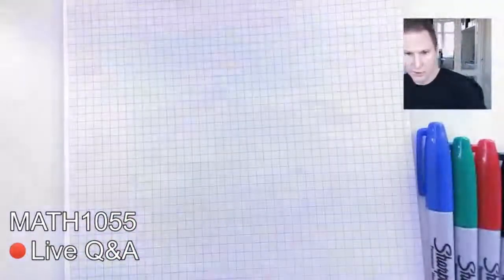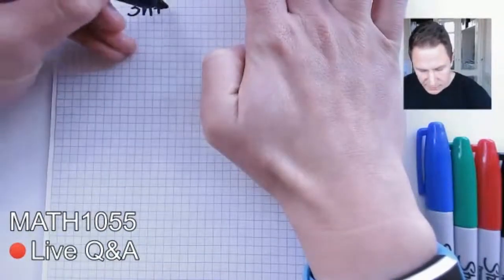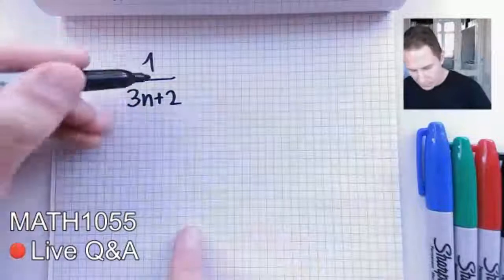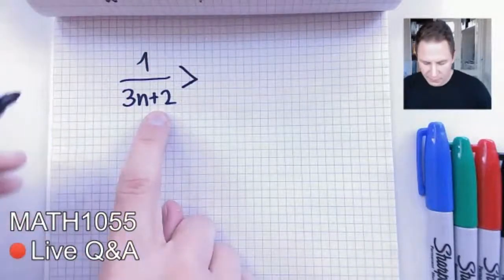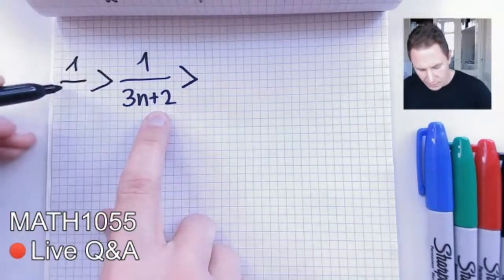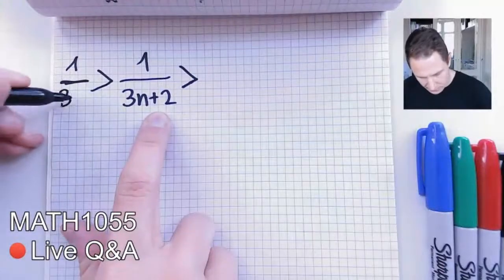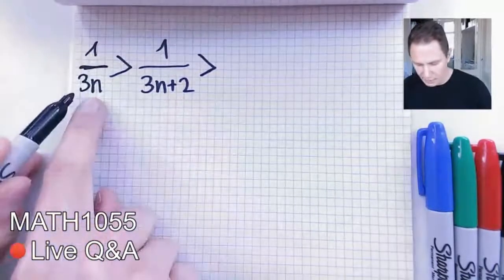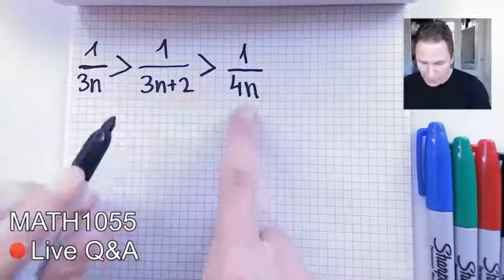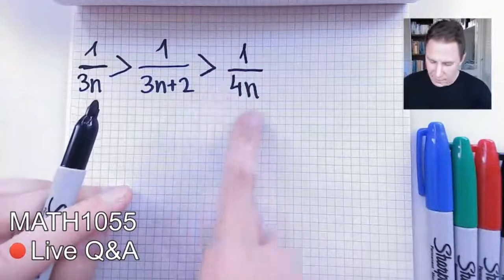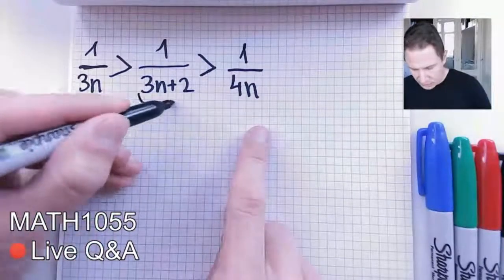So let me just quickly show you what I mean. If I had 1 over 3n plus 2 for the general term, I couldn't have just dropped that plus 2, because then I would get something that's actually bigger, because I'm dividing by a smaller number. So I should divide by a bigger number, something like 4n, but still linear in n, okay? So if you think about this, what about this inequality?